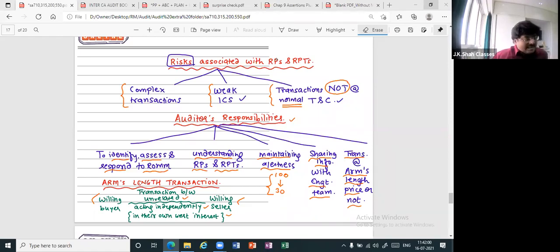Complex transactions is any transaction where it is not simple to identify with whom it has happened. It becomes difficult because it is not just one party and a second party involved. There may be various parties involved. So if there is more than one party involved in the transaction, one sold to the other, to the other, to the other, finally may come back. Then that becomes a complex web of transactions. That is known as complex transactions.